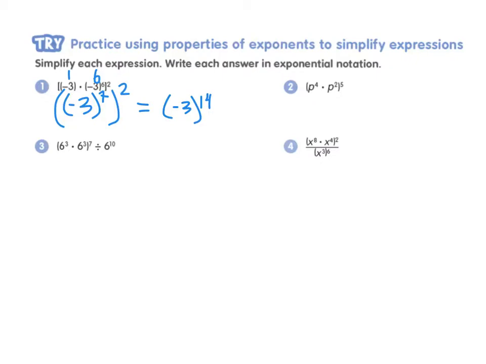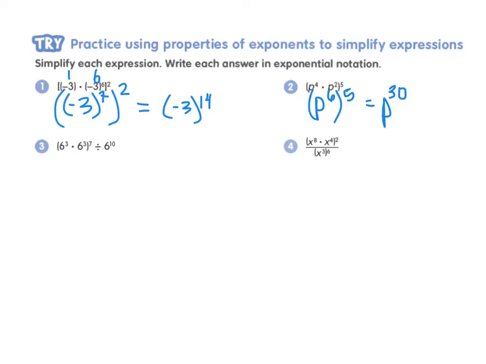Now let's take a look at problem number 2. We're going to start the same way. We're going to simplify what's inside the parentheses first. I have 4 p's, and I have 2 p's. So altogether, I have 6 p's. So I'm going to simplify this by saying there are 6 p's, and this is to the power of 5. So my final answer will be p to the power of 30.